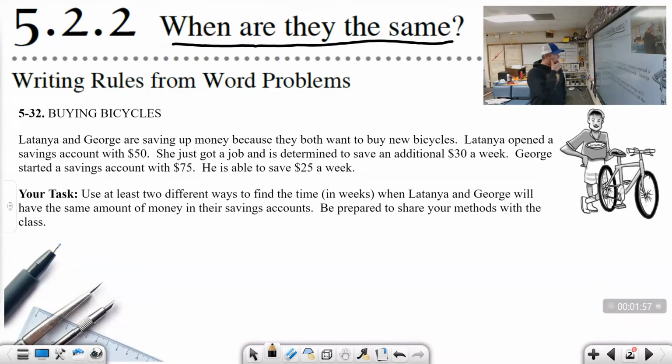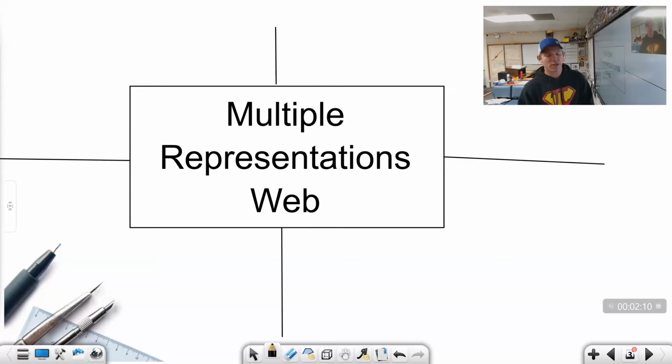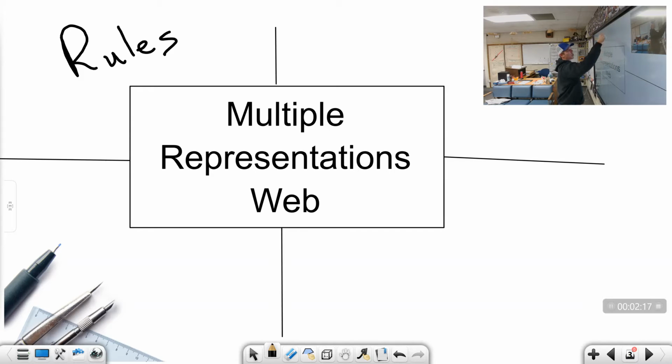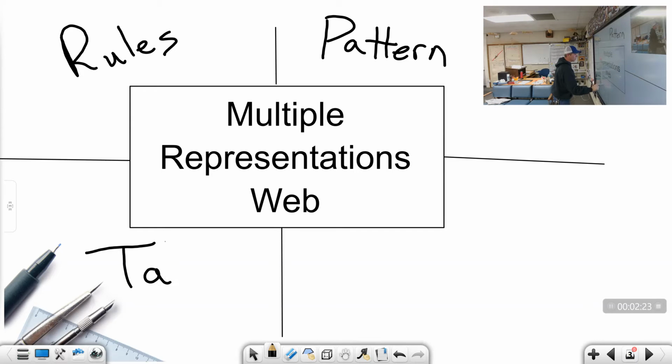Write the rule. Okay, so use at least two different ways to find the time in weeks when LaTanya and George have the same amount of money in their savings account. Be prepared to share your method with the class. Now, there are four representations that we have been talking about. We've been talking about the rules. We've been talking about the pattern. We've been talking about the table. And we've been talking about the graph.